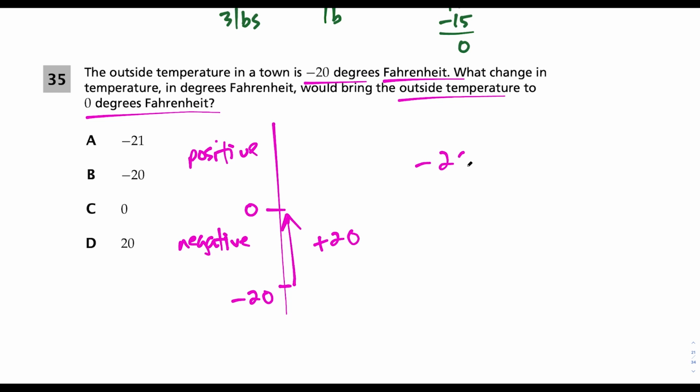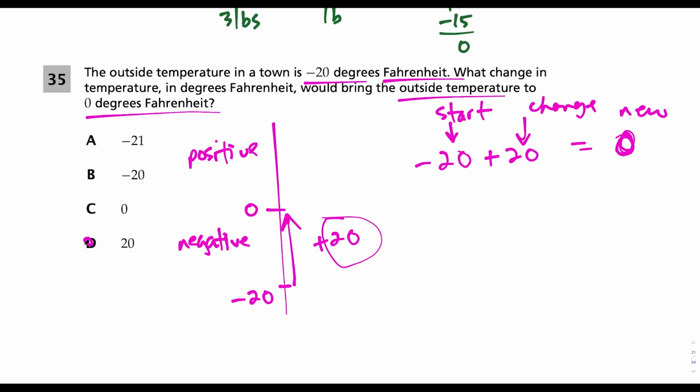Because if you think about it, we're starting here. So this is the start. So the start plus the change equals the new temperature. And negative 20 plus 20, they're matching opposites, would give us the new temperature that we want, which we want it to be 0. So the change would have to be 20, which would match choice D.